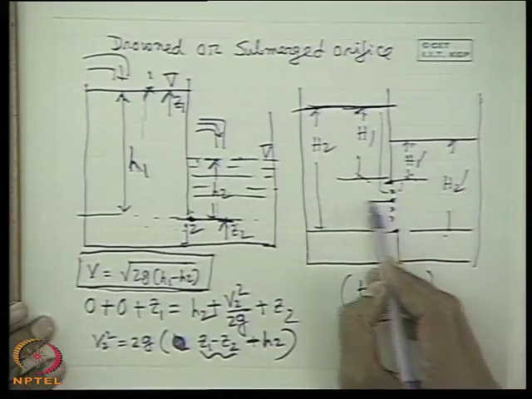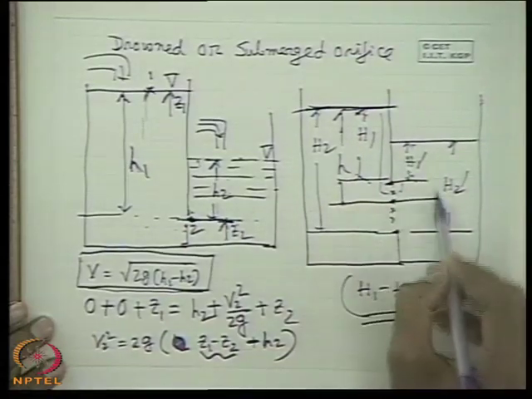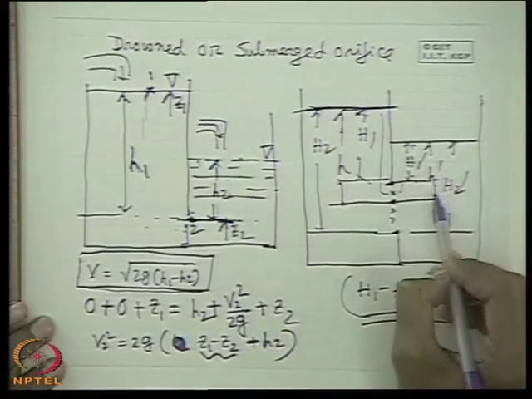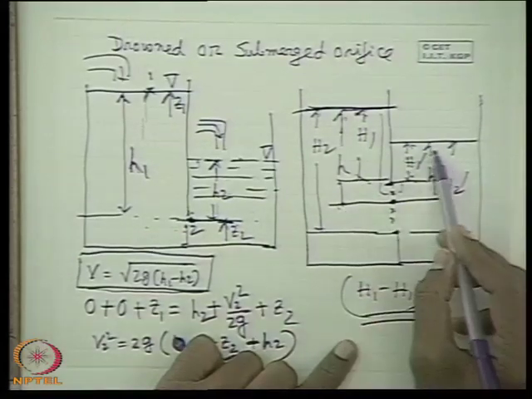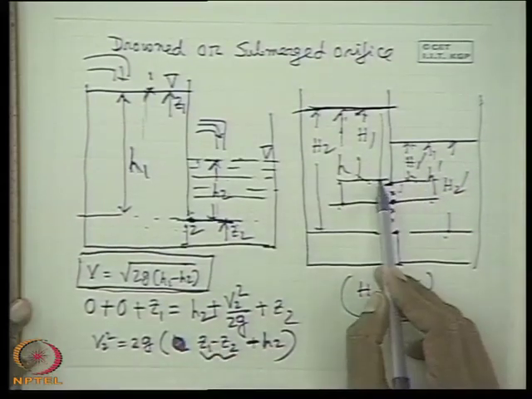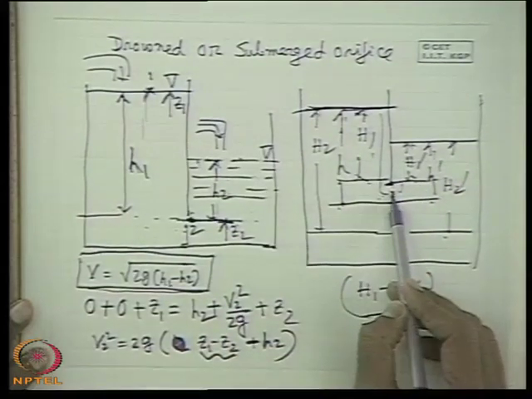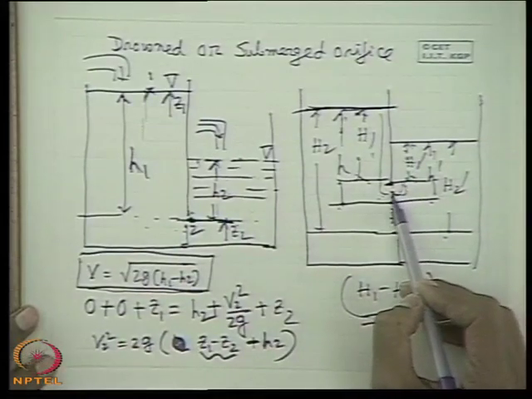At any point, the effective head causing the flow, let this be h, and if this is h dash, then the effective head causing the flow at this point is h minus h dash, which is nothing but h1 minus h1 dash. That means any increase in head from this side favoring the flow is in the same way obstructed by the same increase in head on this side.